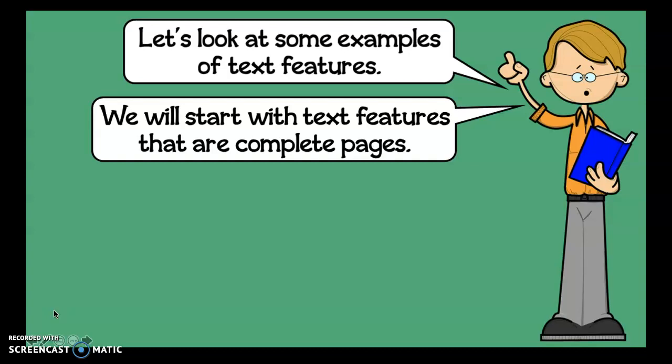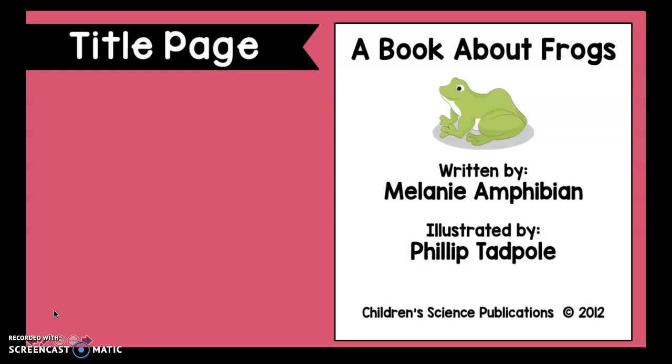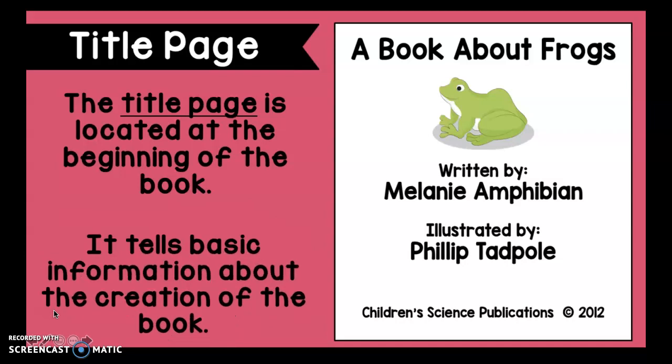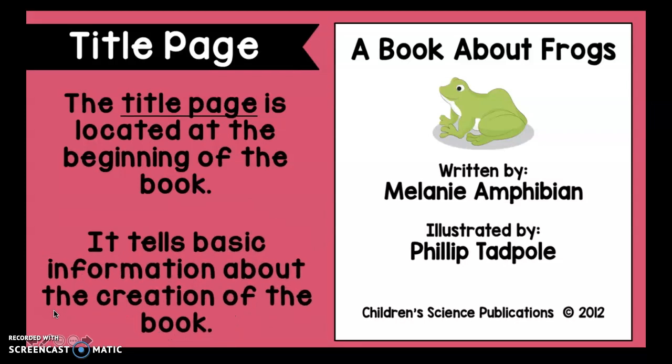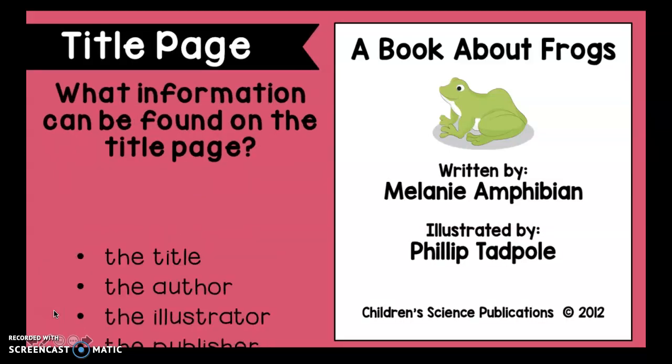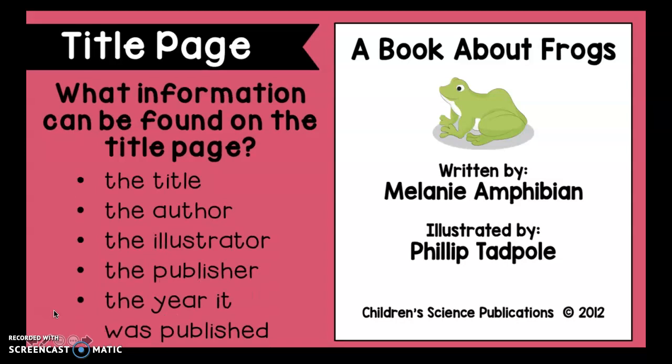We will start with text features that are complete pages. So for instance, we'll start with the title page. Here's an example of a title page. The title page is located at the beginning of a book. It tells basic information about the creation of the book. What information can be found on the title page? The title, the author, the illustrator, the publisher, and the year it was published.